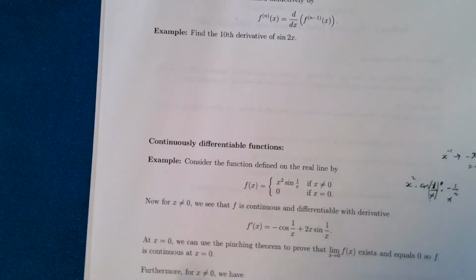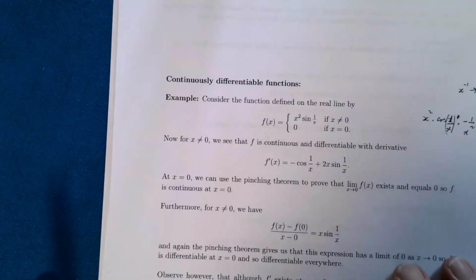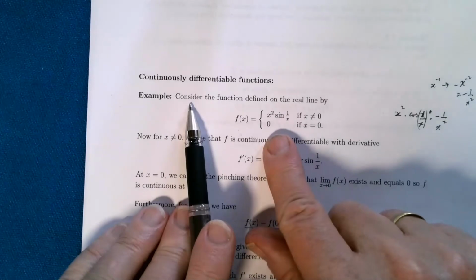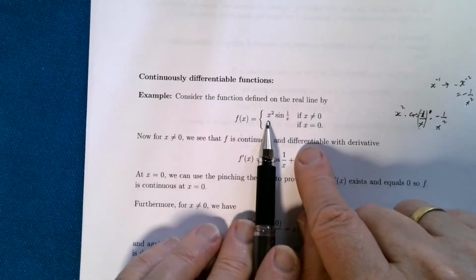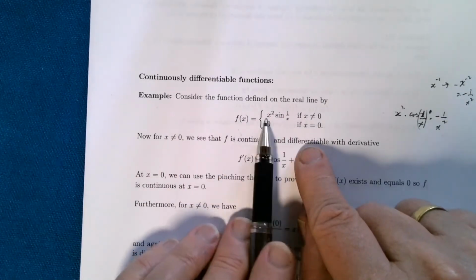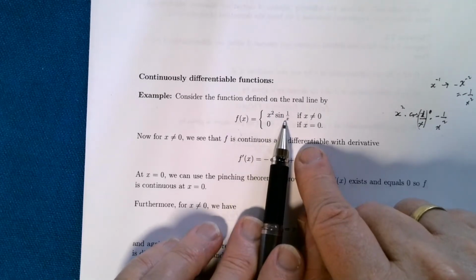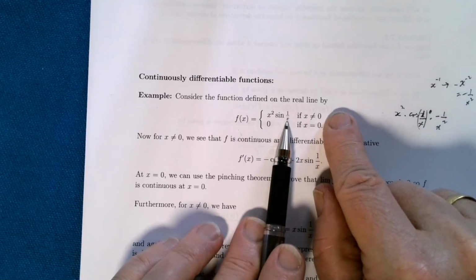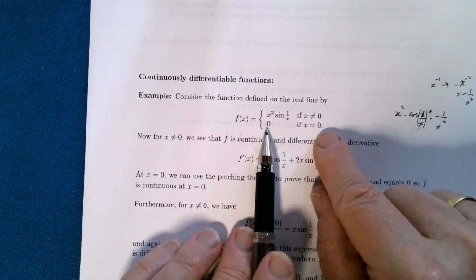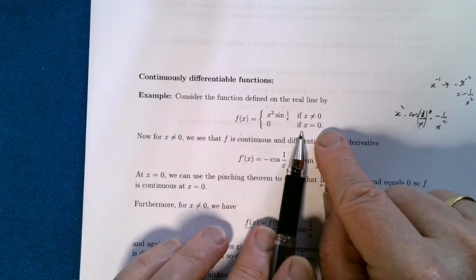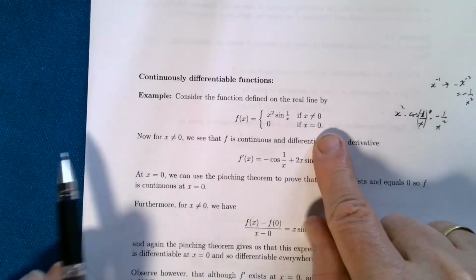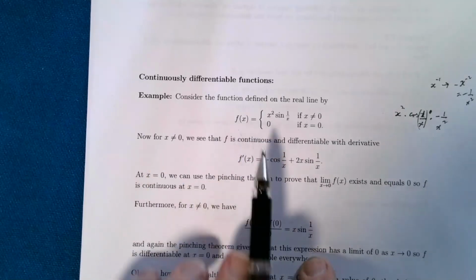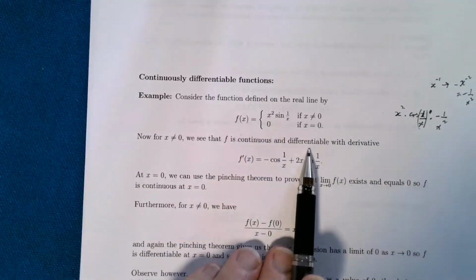Now we come to this concept of continuously differentiable functions. We're going to consider this function here. If you've got a graphics calculator or something, you might like to draw this one. It's x squared sine 1 on x if x is not 0. You can't put x as 0 in here, but it takes the value 0 when x is 0. We've had a look at this one before, and we'll show in a moment that this function is in fact continuous, and it has a derivative.